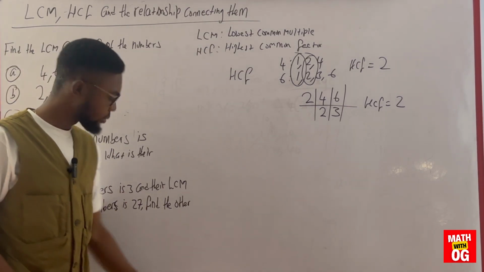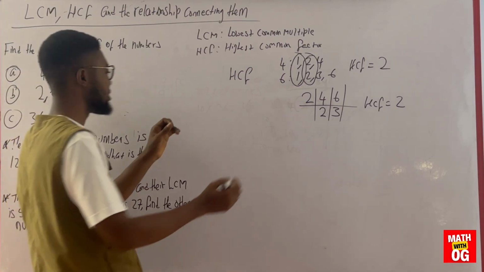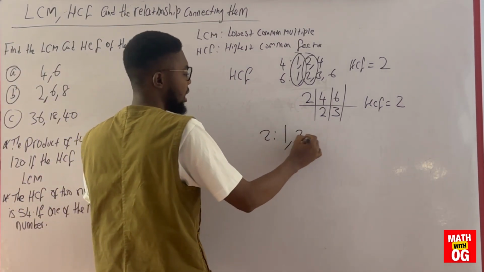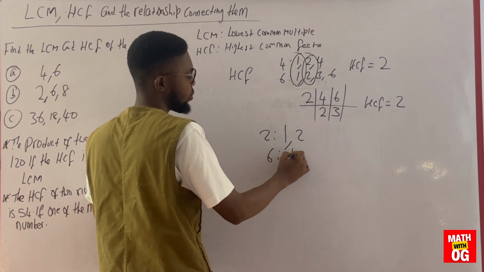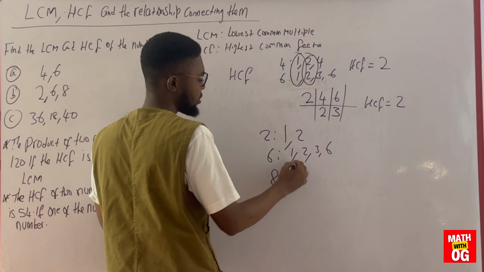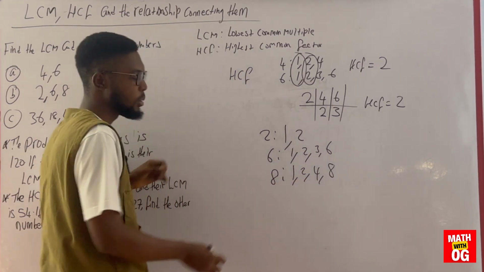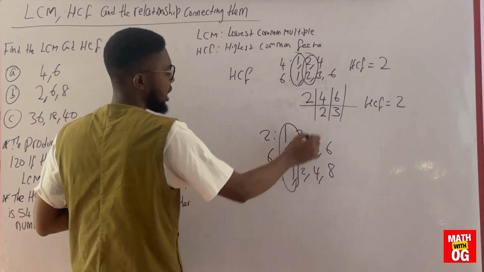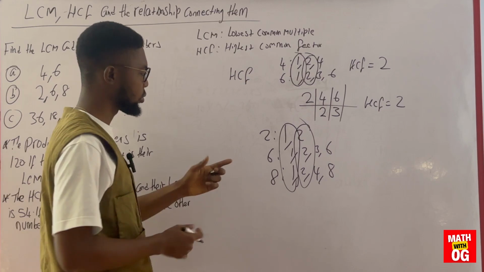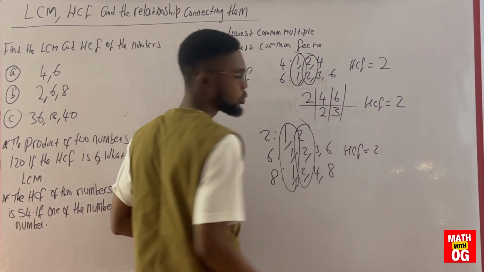Now the next question. You have 2, 6, and 8, and we want the HCF. Factors of 2: 1 and 2. Factors of 6: 1, 2, 3, 6. Factors of 8: 1, 2, 4, and 8. What are the common factors? 1, and the other common factor? 2. So automatically, HCF is equal to 2.